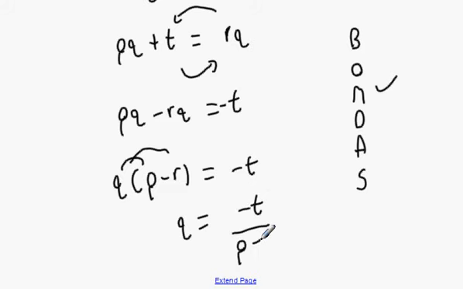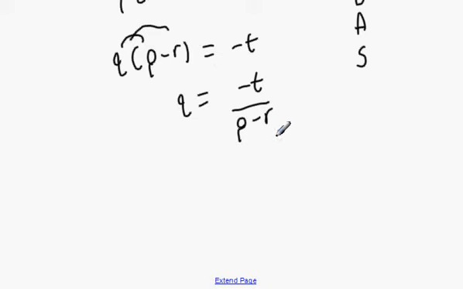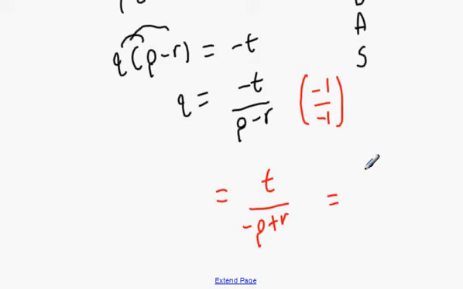Now, if you don't get this answer in the back of your book, don't be worried about it. What can actually happen is, if you did it a slightly different way, what your answer could look like is, if you were to multiply the top and bottom by minus 1 of this side, your answer could look like this. T divided by minus p plus r, which is the exact same thing as t over r minus p. The acceptable answers for this question are this one, and this one. All three answers will get you equal marks. Okay.